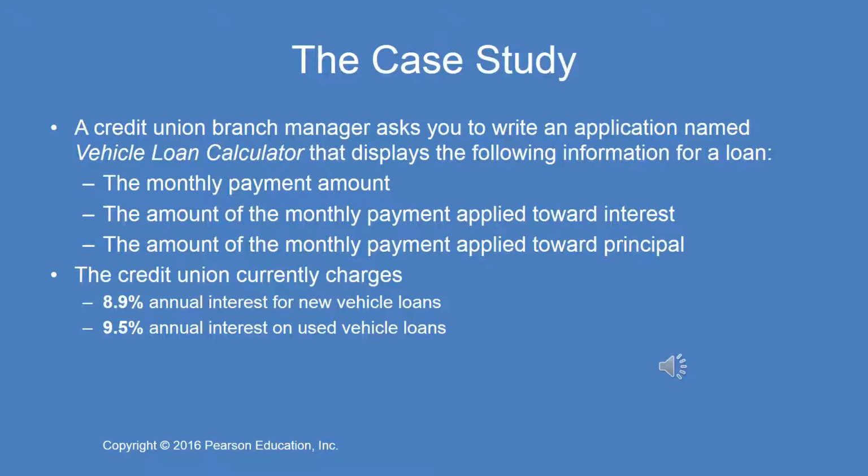And the credit union currently charges 8.9% annual interest for new vehicles and 9.5% interest for used vehicles. And you can see where these values are going to be used as arguments passed to those functions we just covered on the previous 2 or 3 slides.